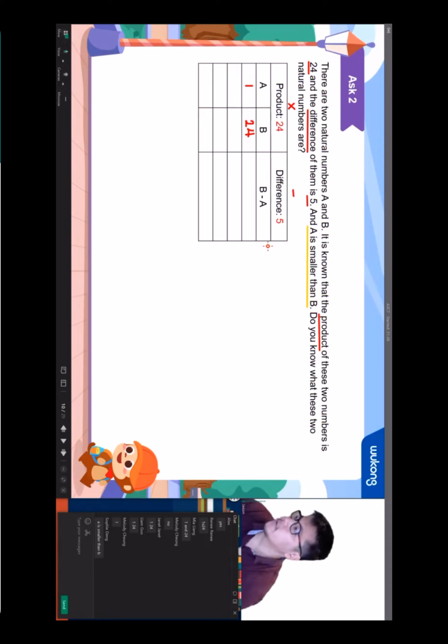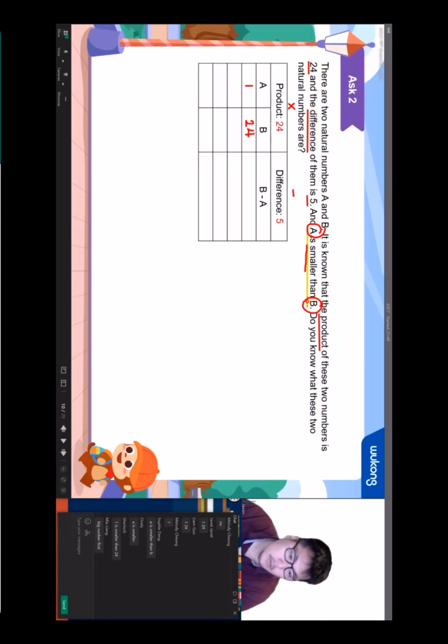That's right, Sophie. Sophie, you're so good today. Let me give you a trophy. I'm very proud of you, Sophie. Because A is smaller than B. Okay? Right? So that's why we start with 1 for A first.